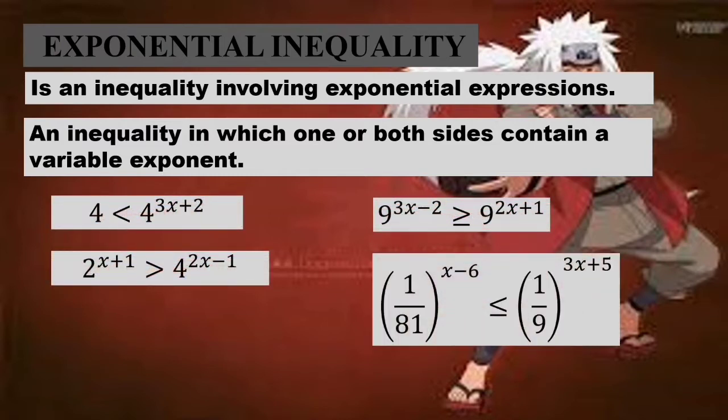These are the examples. 4 is less than 4 raised to the power of x plus 2. 2 raised to the power of x plus 1 is greater than 4 raised to the power of 2x minus 1. Another example is 9 raised to the power of 3x minus 2 greater than or equal to 9 raised to the power of 2x plus 1. And the last example, 1 over 81 raised to the power of x minus 6 is less than or equal to 1 over 9 raised to the power of 3x plus 5.